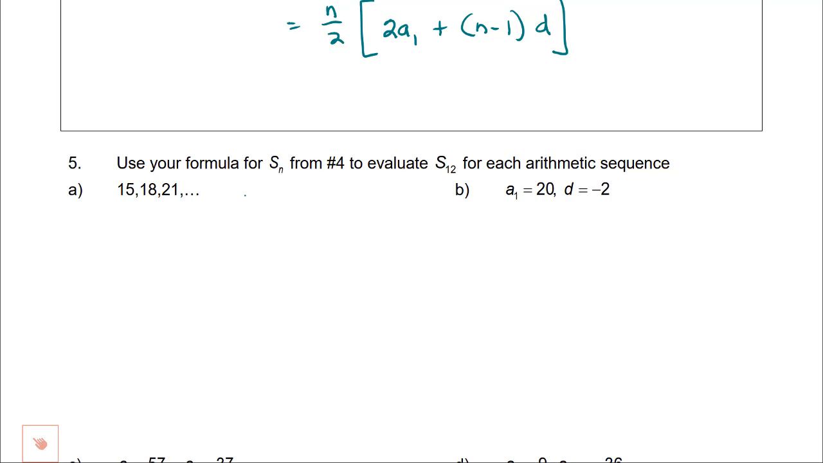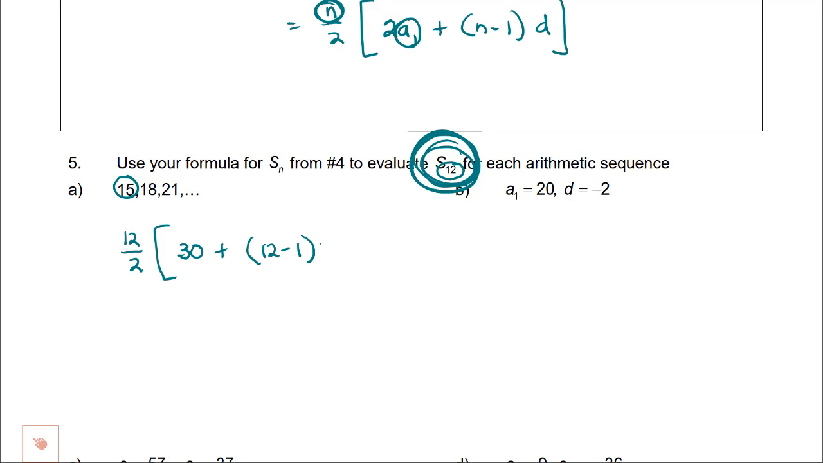I don't know. Let's do this. I want the sum of the first 12. Do you want to list all 12 first and then add them? Or check this out. How many terms are there? 12. Who is the first term? Double it. How many terms am I looking at? 12. And what's my d value? 3. I have everything without knowing the last term.